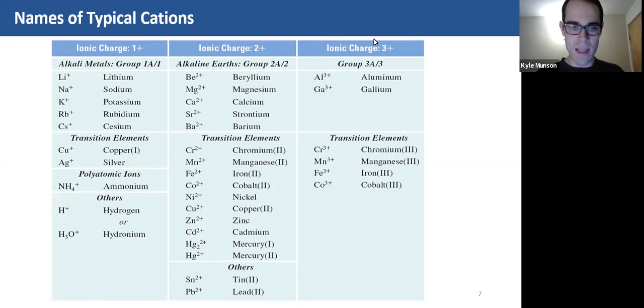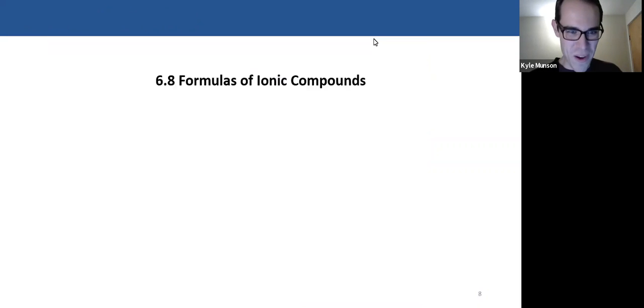These are typical cations that we're going to encounter in this class. So this is a table you can have as a reference when we're naming compounds on a quiz or an exam, okay? So that's officially ending the last video or the last section. So now let's move on to formulas of ionic compounds.